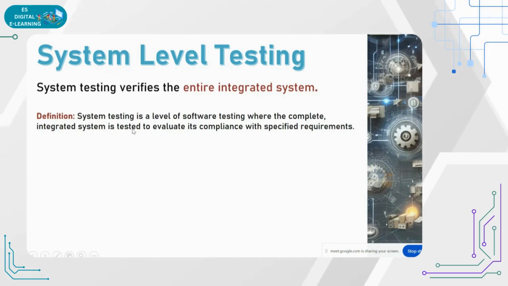System testing is a level of software testing where the complete integrated system is tested to evaluate compliance with the specified requirements. In interviews, if they ask you what system testing is, you can answer: it is a level of software testing where the complete integrated system is tested. That is how you need to answer in the interview.